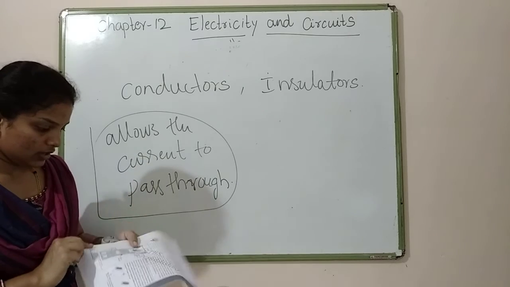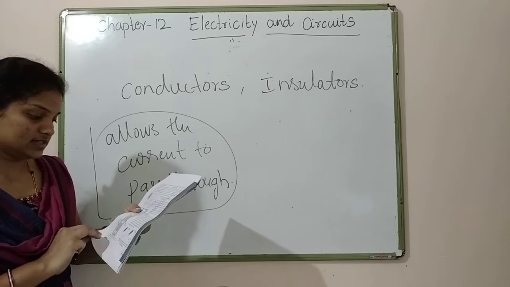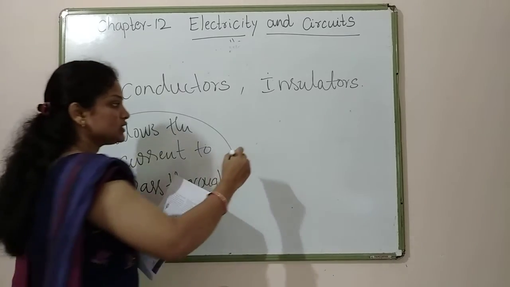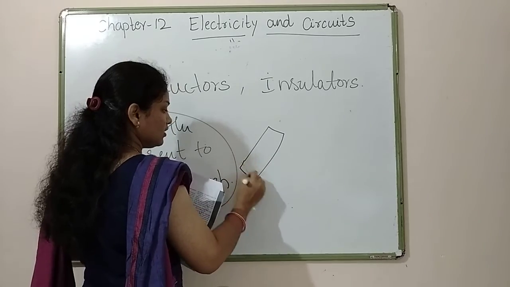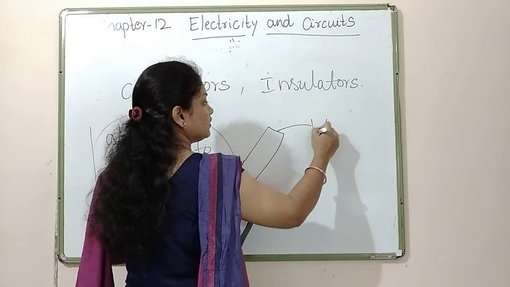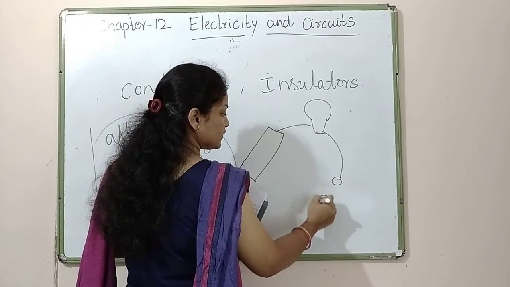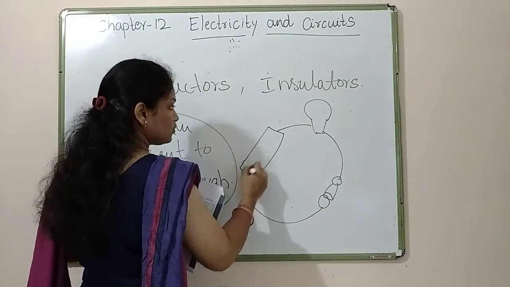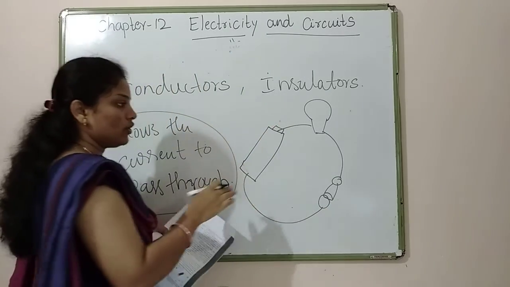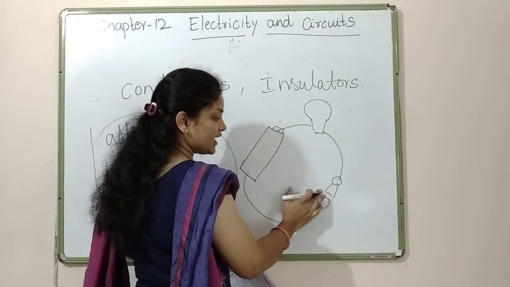Before, I showed you the switch setup, right? You have taken an electric cell, and this electric cell you connected to the bulb, and from here you have connected to the switch. This is the pin we had put, right? So from here to the negative terminal, I have already explained this switch. So now in this setup, don't take this pin.